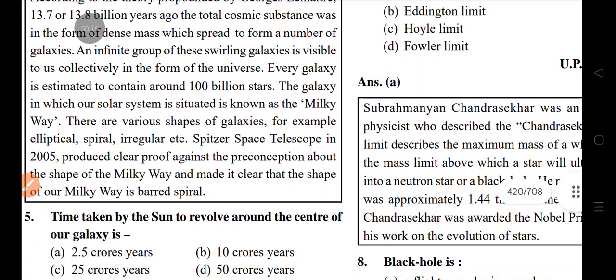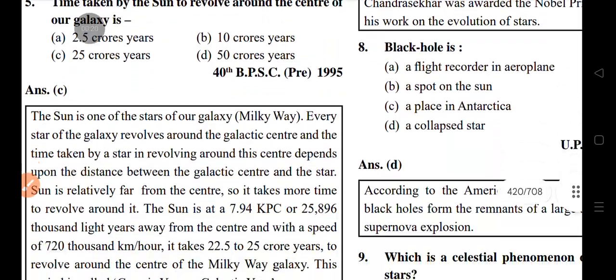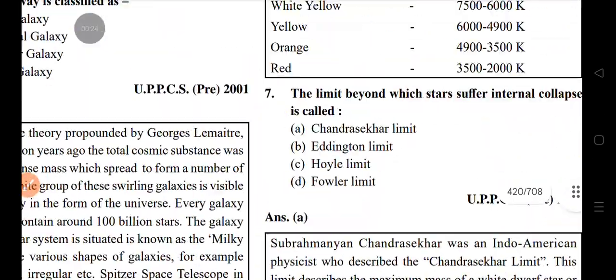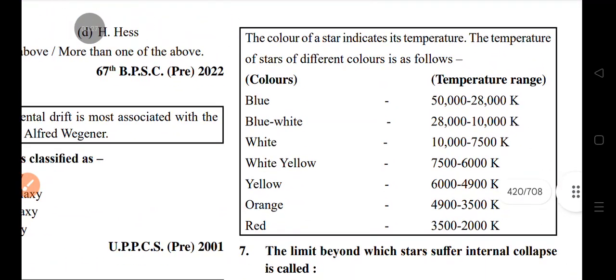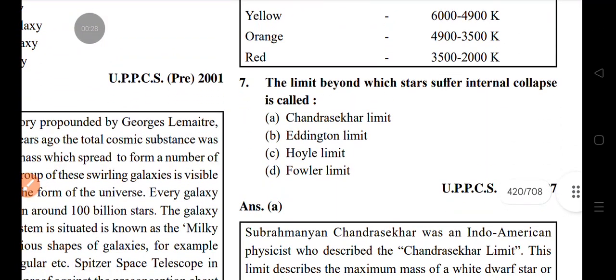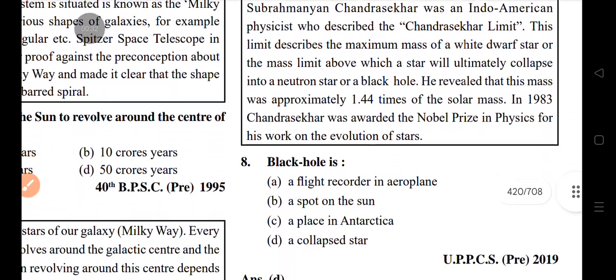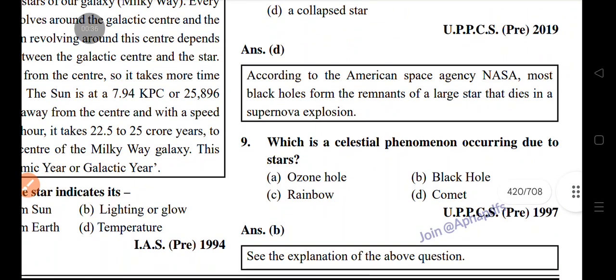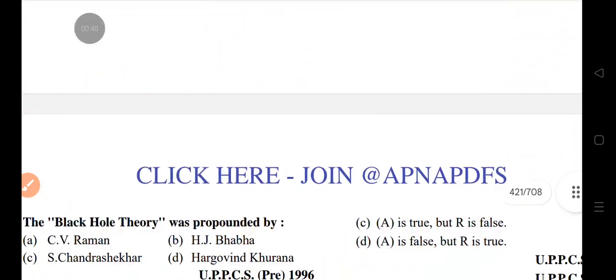The time taken by the Sun to revolve around the center of our galaxy is 25 crore years. The color of a star indicates its temperature. The limit beyond which stars suffer internal collapse is called the Chandrasekhar limit. A black hole is a collapsed star, a celestial phenomenon occurring due to a star.